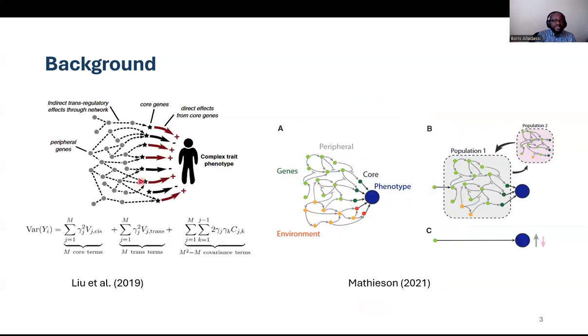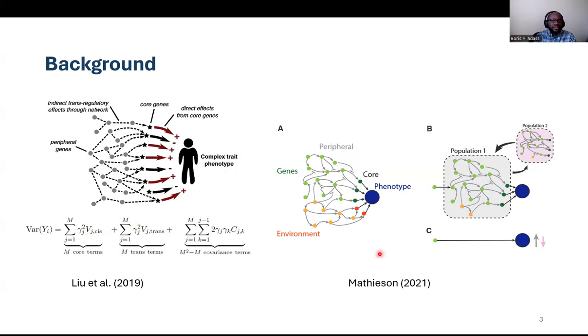Essentially, it is categorizing the variants into two subsets. We have first the core genes, the stars shown on the left here, that are having direct effects on the phenotype. And in contrast, we have the peripheral genes shown here in the gray circle. They are interacting in a regulatory network to have an indirect effect on the phenotype.